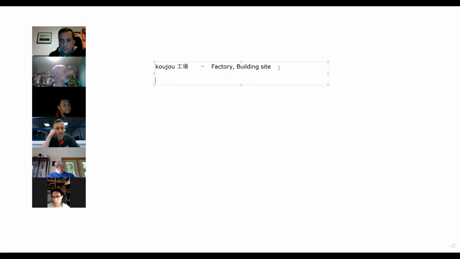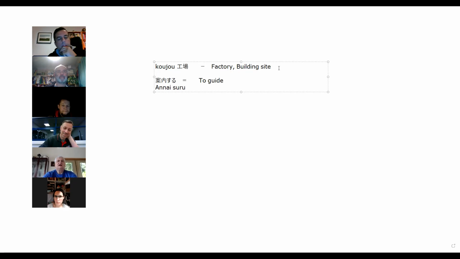Kojo. Oh yeah. Annai suru. Annai suru. Anybody know this one? Tom? Guide. To guide. Excellent. Annai suru. Then sounds similar but different. Anzen means safety. Yep, good.